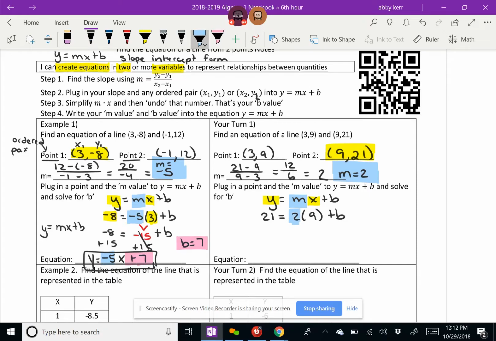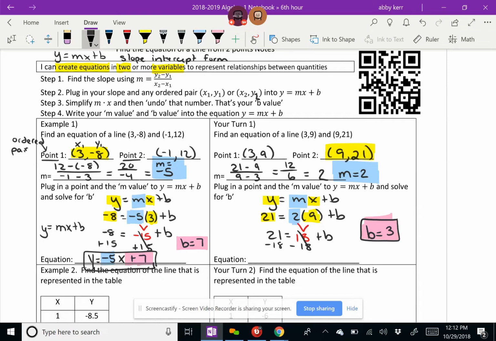So the 2 came from the slope. The 21 was our y value from the ordered pair that I picked. The 9 was the x value that I picked. 2 times 9 is 18. Drop down everything you did not use. 21 take away 18 is 3. So that is our b value.